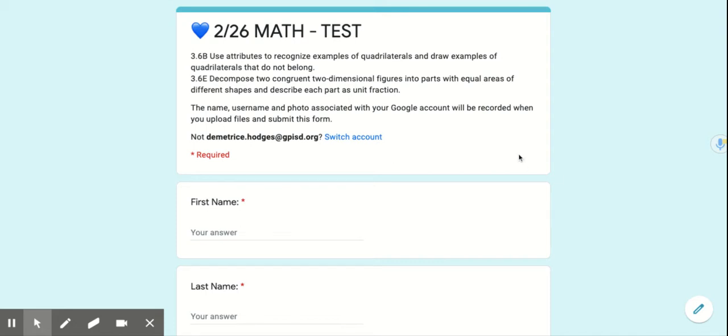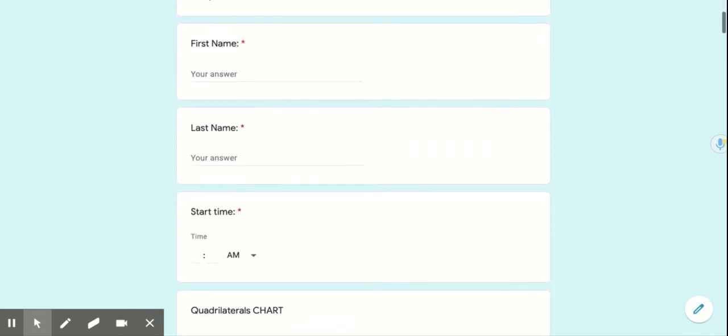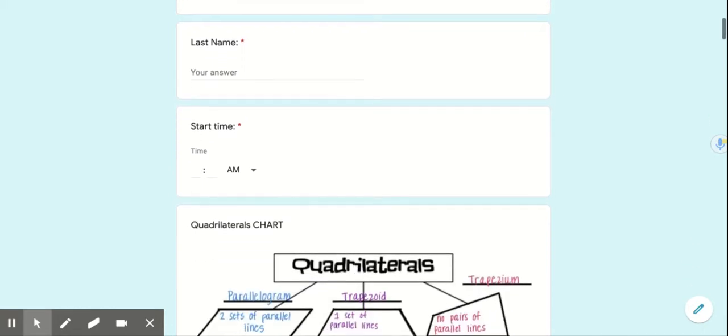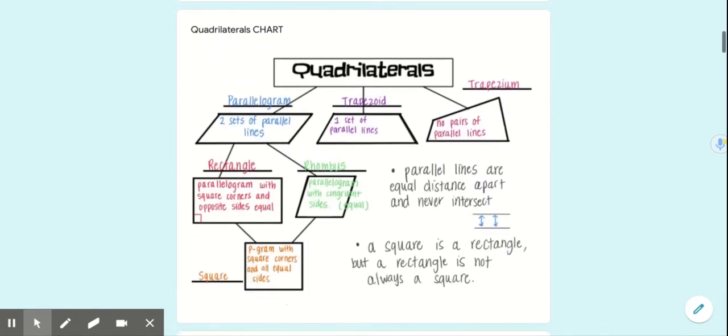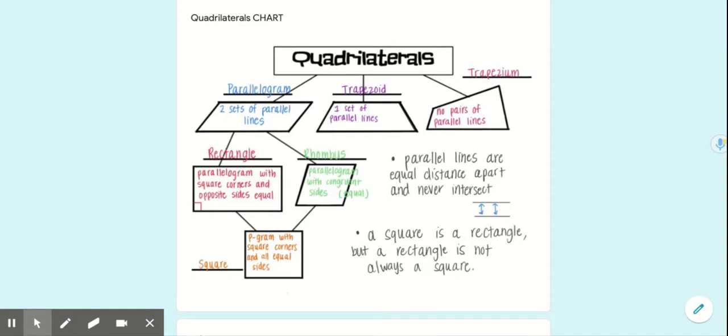February 26th math test. First name, last name, start time. Quadrilateral chart. Quadrilaterals: parallelogram, two sets of parallel lines. Trapezoid, one set of parallel lines. Trapezium, no pair of parallel lines. Rectangle, parallelogram with square corners and opposite sides equal. Rhombus, parallelogram with congruent sides equal. Parallelogram with square corners and all sides equal, square.